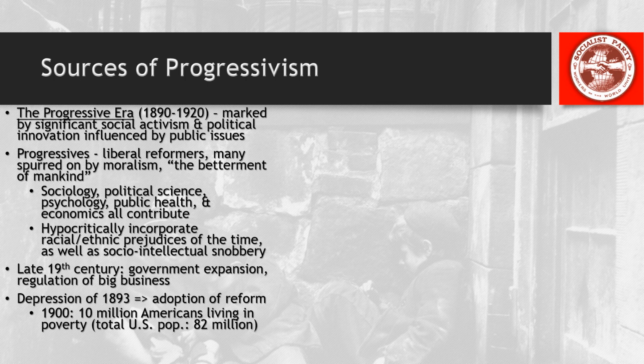As a direct result of the Depression in 1893, by 1900, there are 10 million Americans living in poverty. And to give you a sense of the ratio, the total U.S. population at the time is only 82 million. So it's significantly smaller than it is today. I mean, today we're in the hundreds of millions by comparison. And it's primarily the upper middle class workers who are engaged in charitable work, trying to help these progressive movements come to fruition on the ground level.